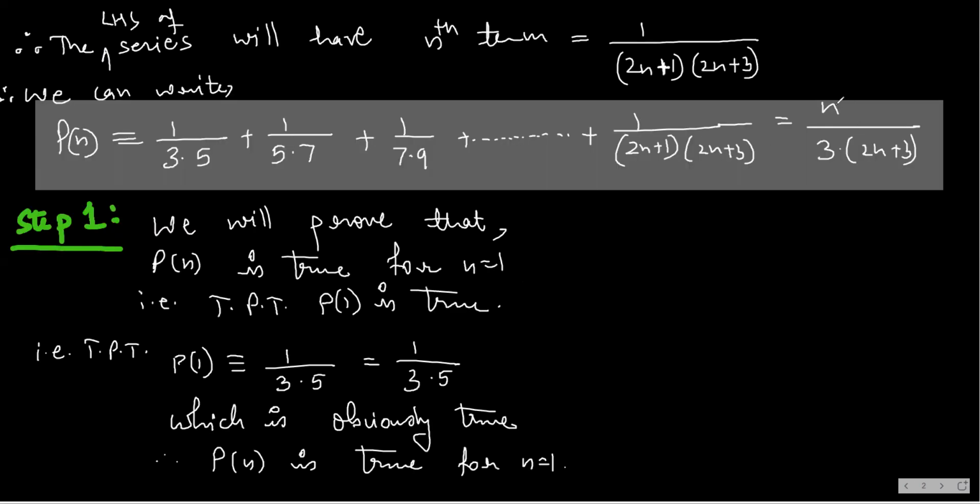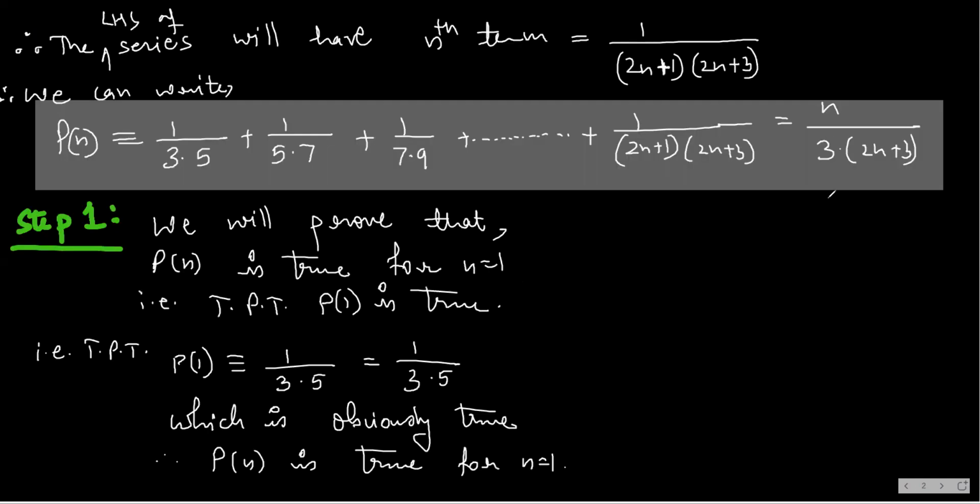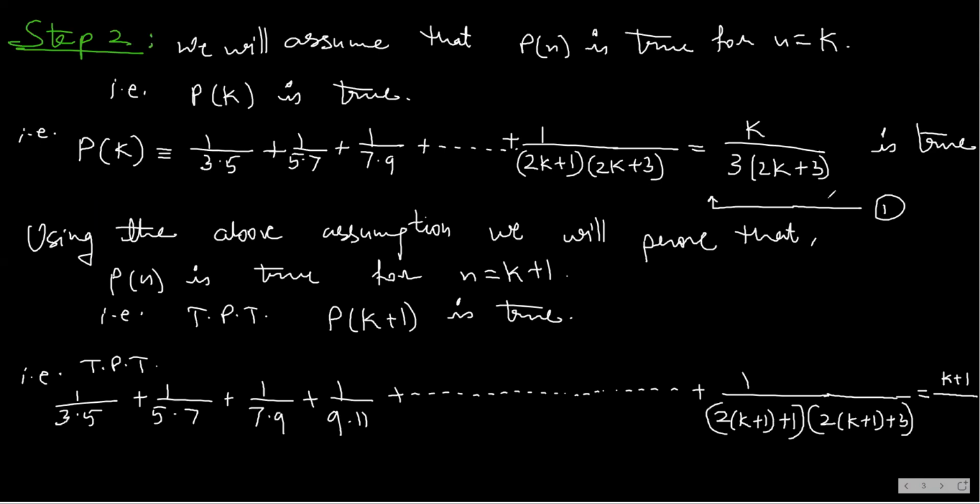See, even in the RHS n is k plus 1. So you have k plus 1 upon 3 into 2 times k plus 1 plus 3. You see this? This is what you have to prove. This is your RHS.